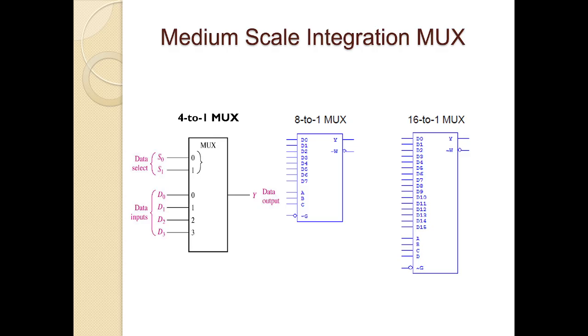In the 4:1 MUX we have 4 inputs D0 to D3, the selection lines are S0, S1, and the output is Y. Based on the selection lines, if the selection line is 0, 0, D0 is connected to the output. If the selection line is 0, 1, D1 is connected to the output. If it is 1, 0, D2 is connected to the output. If it is 1, 1, D3 is connected to the output. So this is the concept of a multiplexer.